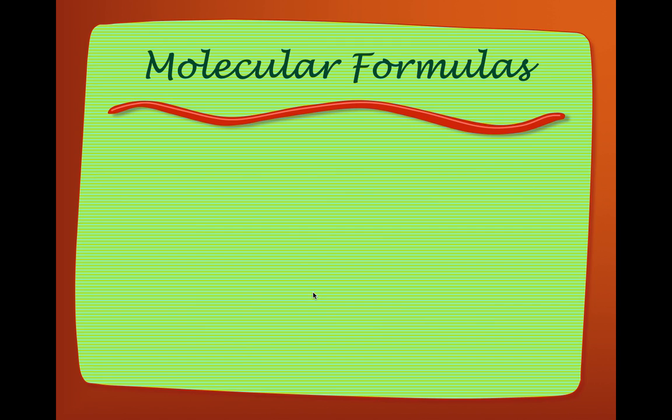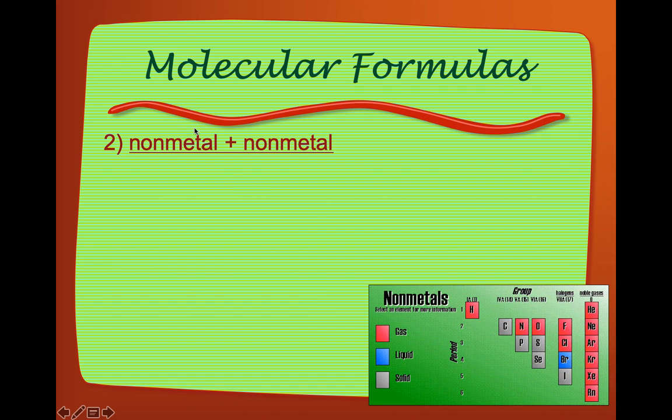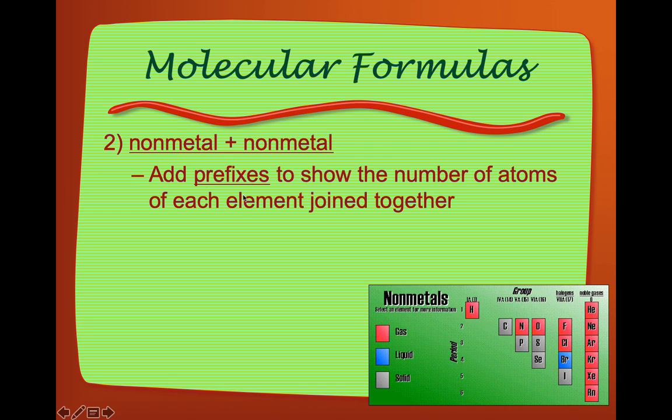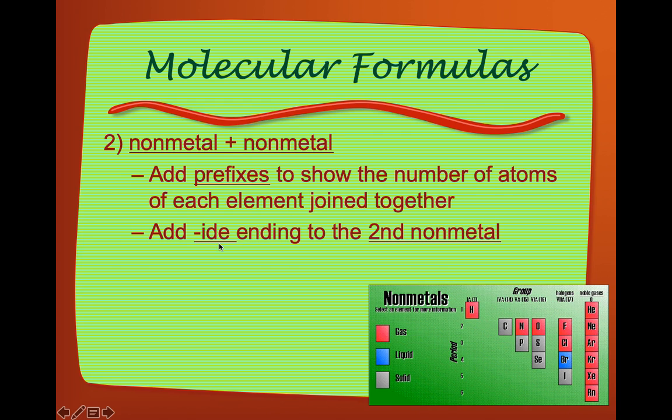So what if we're not dealing with a metal and a nonmetal? What if we are dealing with a nonmetal and a nonmetal? So our first 2 sets of rules were metal plus nonmetal. Now, what if we're combining nonmetal, nonmetal? So that means we're not dealing with ions, we're not dealing with charges, so we're not going to have to worry about Roman numerals, but we do have to figure out how to write these rules. We need prefixes. So prefixes will show you how many of that atom is joined together in the compound. And then you put ide on the second nonmetal, just like we've already done, like sulfide, chloride, oxide.